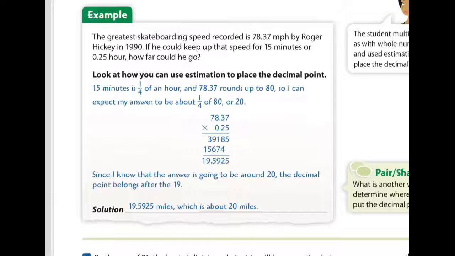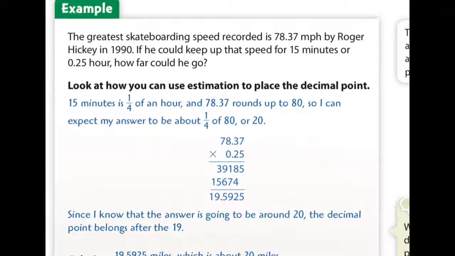So, in this problem, read it along with me. You do not have to write anything for the example, but I do want you to pay attention. It says the greatest skateboarding speed record is 78.37 miles per hour by Roger Hickey in 1990. Now keep in mind what that means. Miles per hour means this is how far he goes. That's how many miles he goes in 1 hour. Okay? If he could keep up that speed for 15 minutes or 0.25 hour, how far could he go?